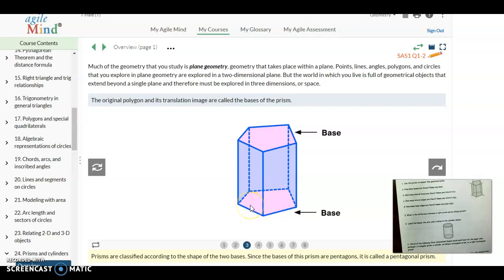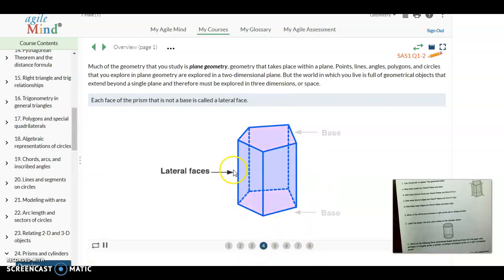Now, the base is not always the top and the bottom. I could just take this prism and tilt it over on its side, and the bases are still the pentagons. So whatever the parallel faces are, those are called the bases.